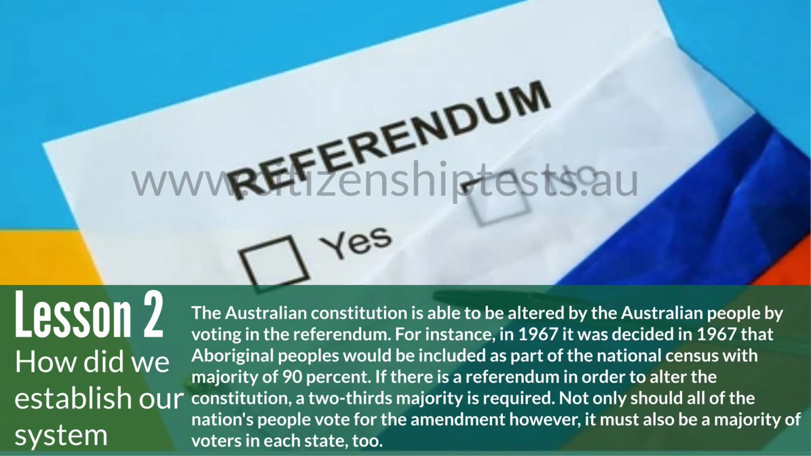If there is a referendum in order to alter the Constitution, a two-thirds majority is required. Not only should a majority of the nation's people vote for the amendment, however, it must also be a majority of voters in each state, too.